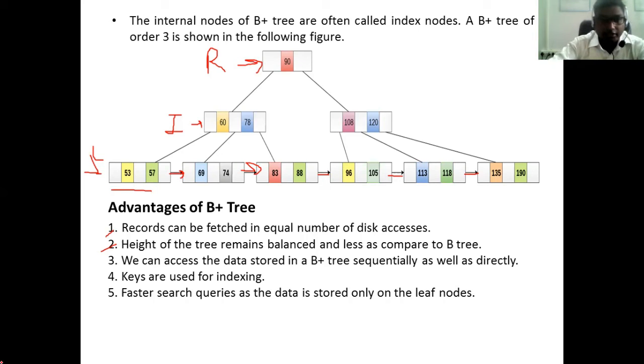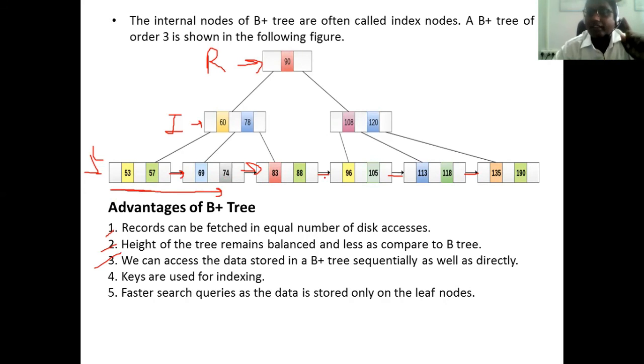In the third point, we can access the data stored in the B plus tree sequentially as well as directly. We can access the data stored in the disk sequentially as well as non-sequentially. How can we access it sequentially? All the leaf nodes contain the records and data stored in the disk, and all the nodes are connected with a single linked list. So we can access 53, 57, 69, 74, 83, 88 sequentially.